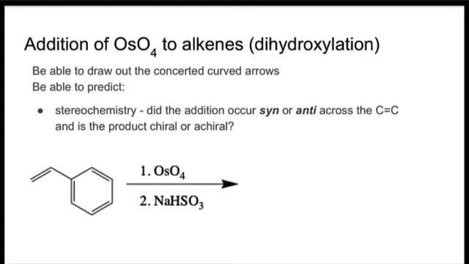Okay, so here we're talking about the addition of a reagent called osmium tetroxide to alkenes, and this is a two-step process. We won't talk much about the second step. Let's focus on the addition of the osmium tetroxide in a moment when we talk about the curved arrows. Okay, so we'll only be focusing on step one there. And for the stereochemistry, we want to indicate syn or anti across the double bond and whether or not the product is chiral or achiral.